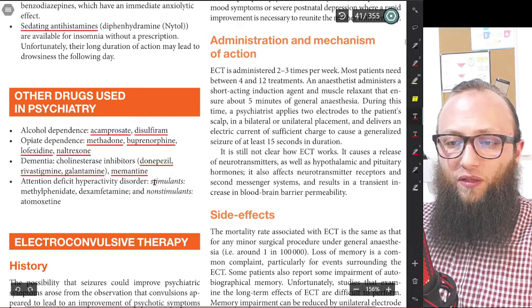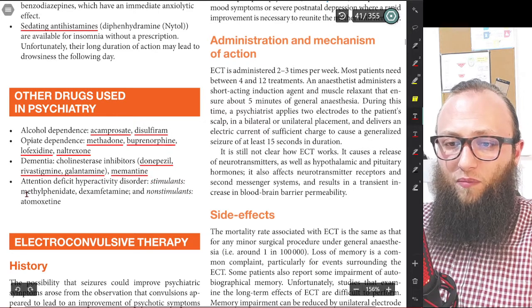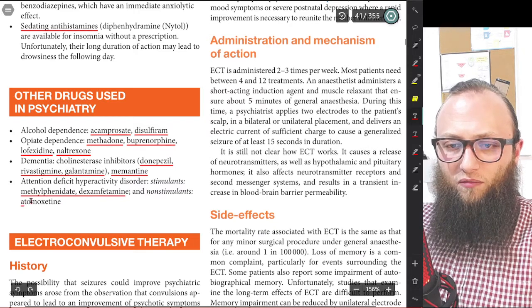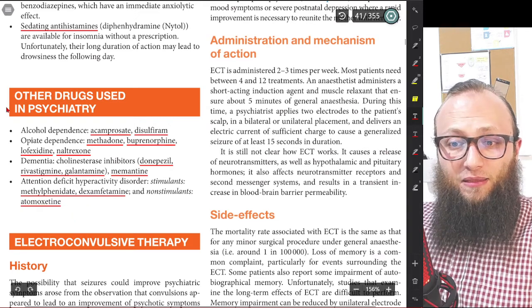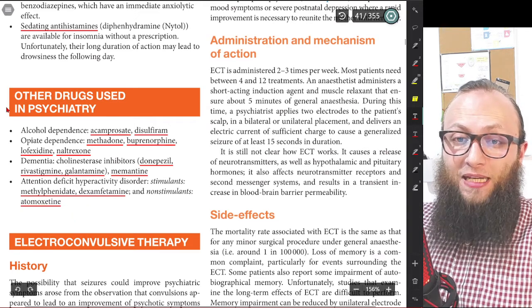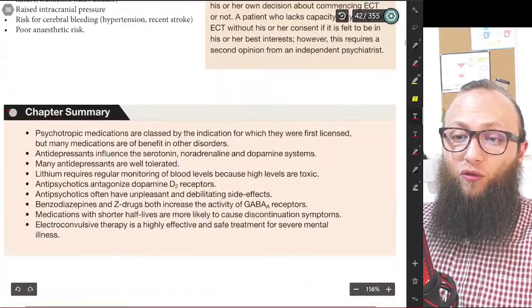Attention deficit hyperactivity disorder, we use stimulants like methylphenidate, dexamphetamine, and non-stimulants like atomoxetine, which works on dopamine transporters. Okay. What about electroconvulsive therapy?